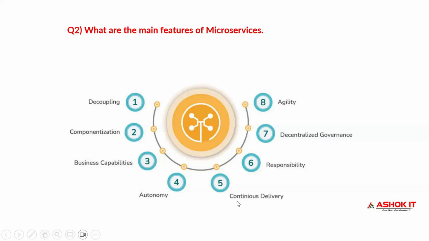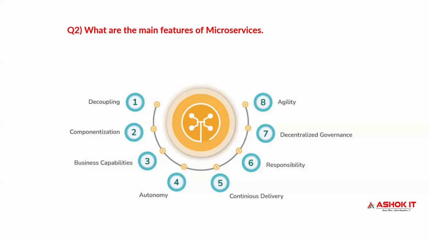We have continuous delivery. Continuous delivery enables frequent software releases through the systematic automation of software development, testing, and approval. We have responsibility. With responsibility, microservices focus not only on the projects, rather they see the application as a product, which means they are responsible for everything.